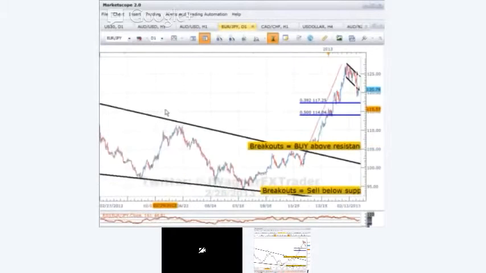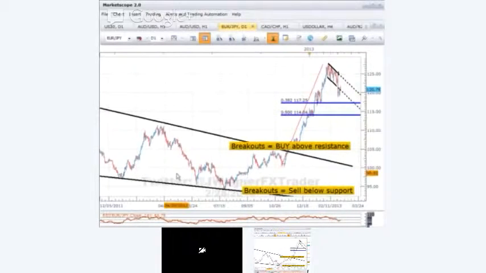Okay, so here I've drawn 2 black lines here. The upper black line represents resistance. The lower black line represents support. And in a breakout style of trading, we're looking to sell below support, and we're looking to buy above resistance. So it is the exact opposite of buy low, sell high. In essence, we are wanting to buy high and then sell even higher. That's the way that the strategy works, generally speaking.